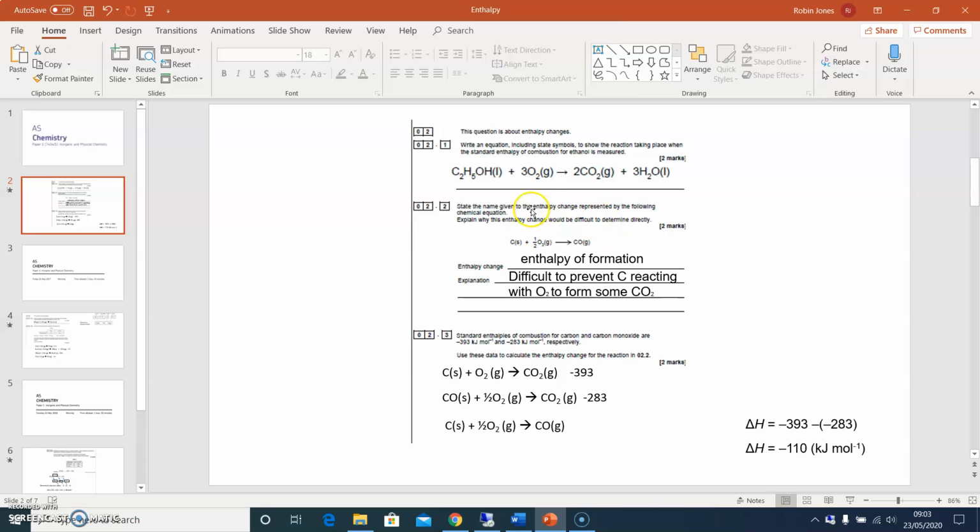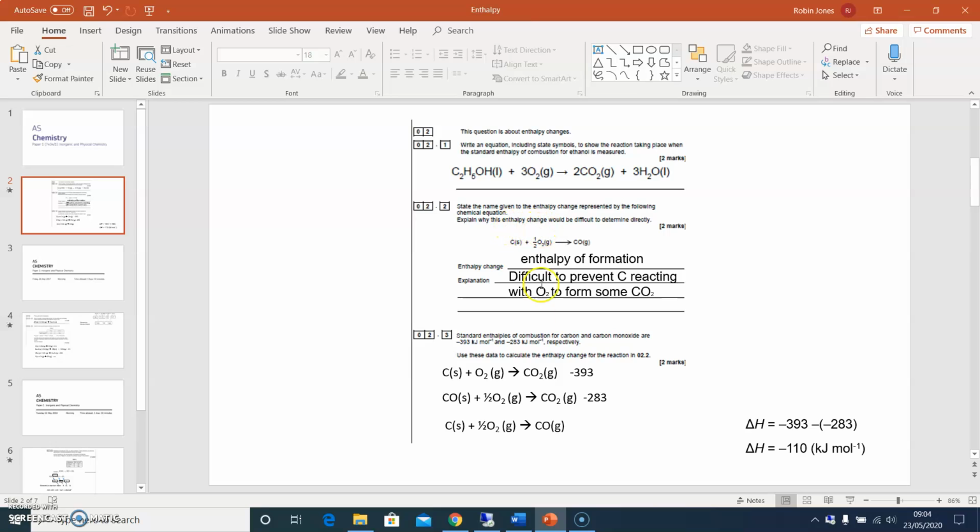Okay. State the name given to the enthalpy change represented by the following chemical reaction. Okay, so I'm making carbon monoxide, from carbon and oxygen, from elements in their standard states. So carbon is a solid at room temperature, oxygen is a gas at room temperature. I'm making 1 mole of carbon monoxide. So it's a reaction in which 1 mole of carbon monoxide is made from its elements in their standard states. That's called enthalpy of formation, making 1 mole of something from their elements in their standard states, i.e. how you'd find them in the laboratory. Carbon is a solid, oxygen is a gas.